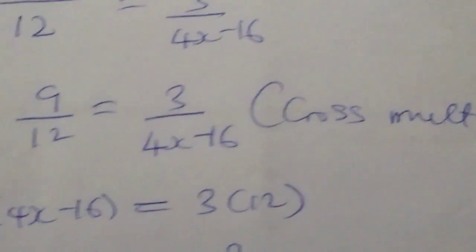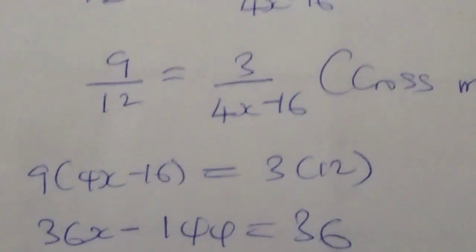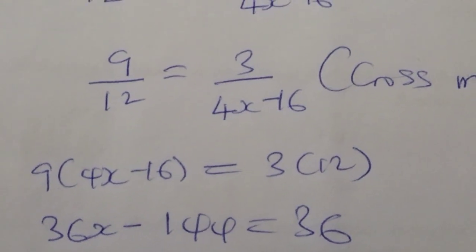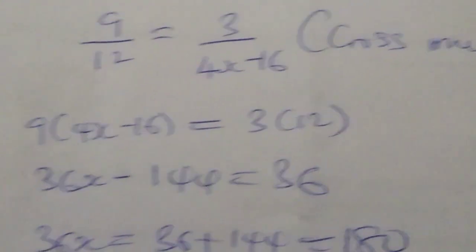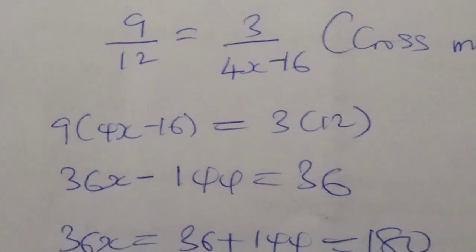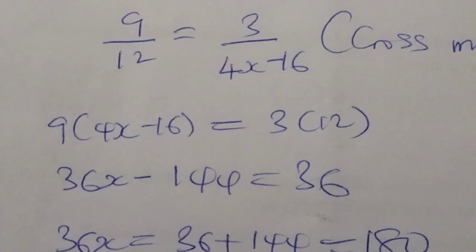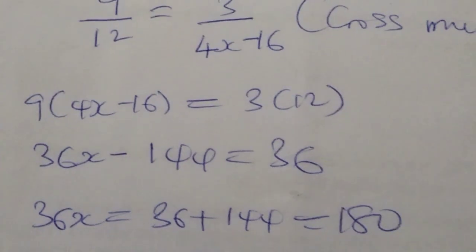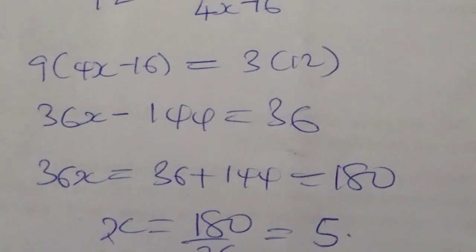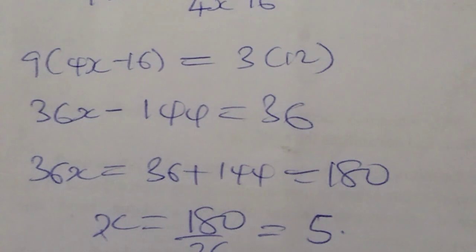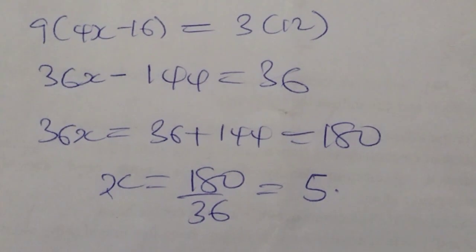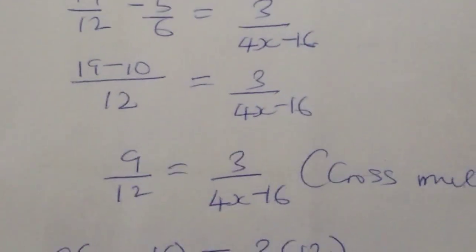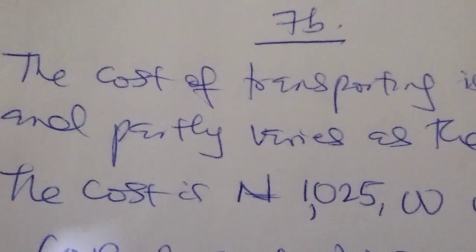We then cross multiply. So now we have 9 into 4s minus 16, bracket opens and closes, then 3 times 12. That will give 36s minus 144 when we open the bracket, equal 36. Collect terms, 36s equal to 36 plus 144, which will give us 180. s becomes 180 over 36. That gives us 5. So that is number 7a. We'll go to 7b.